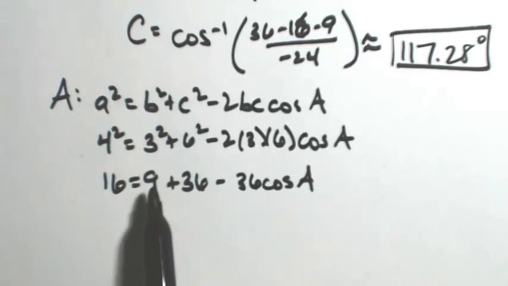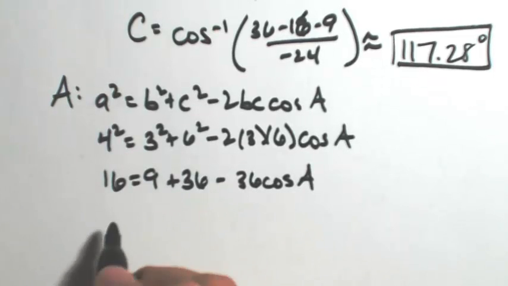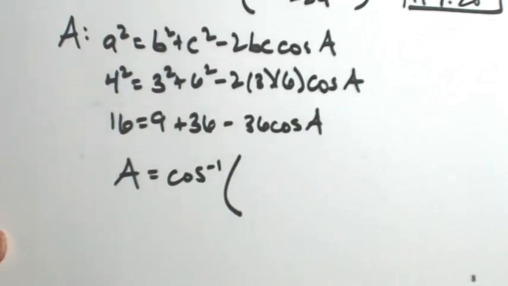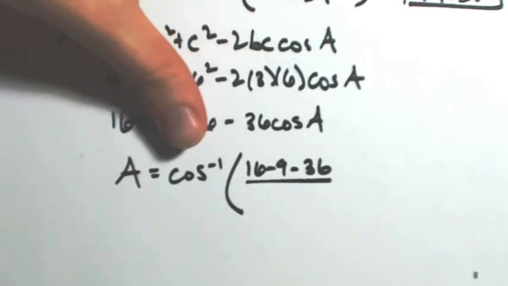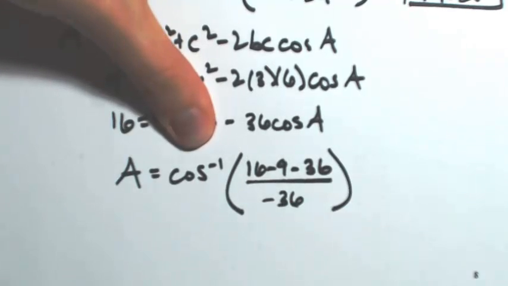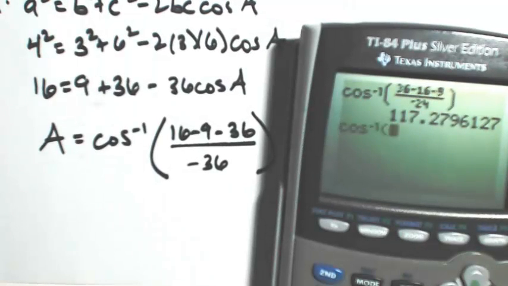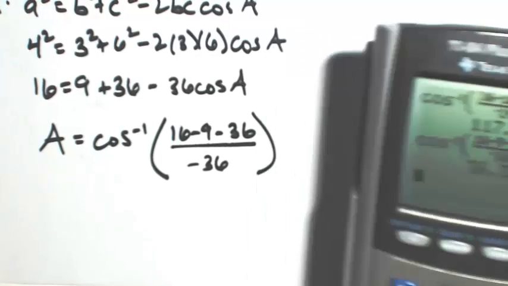So solving for cosine of A, I'm going to subtract the 9 and the 36 and then divide by the negative 36. So this is going to be cosine of A. So solving for A would be the inverse cosine. Just two steps in one here. So 16 minus 9 minus 36. So I move those two. So now I'm left with multiplication, so divide by negative 36. Okay, so that's about 36.34 degrees.